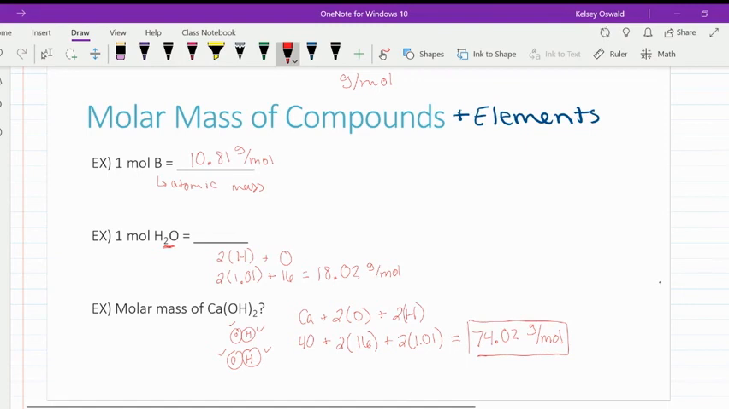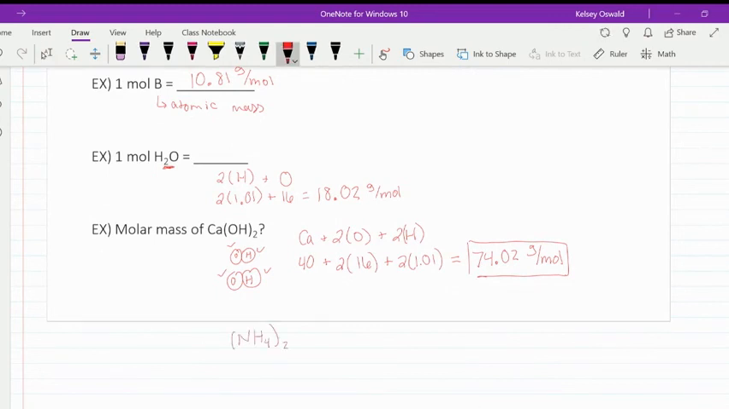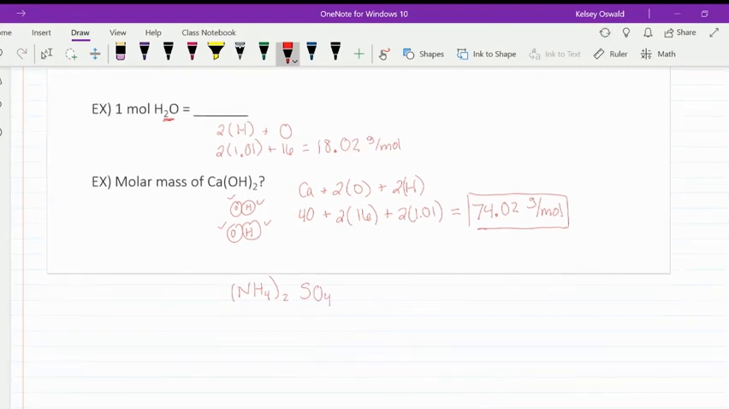Okay. Where we need to just be a little bit more careful is if we were to have something like (NH4)2SO4. So in something like this, remember this is saying that we have 2 NH4s. So that means in total we have 2 nitrogens and 8 hydrogens. So just be careful with those parentheses when you're calculating your average atomic mass.